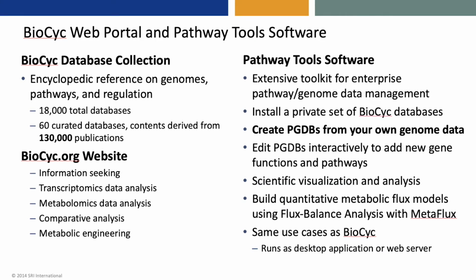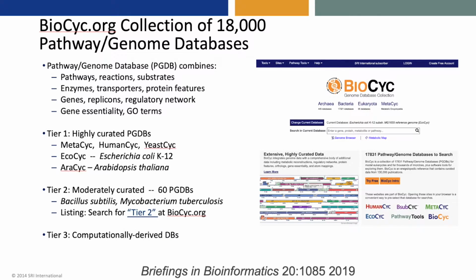The BioCyc database collection is organized in 3 different tiers, which reflect the quality levels of the databases. The Tier 1 databases are highly curated, in some cases receiving more than a person's decade of curation. The Tier 2 databases are moderately curated, and the Tier 3 databases are computationally derived.